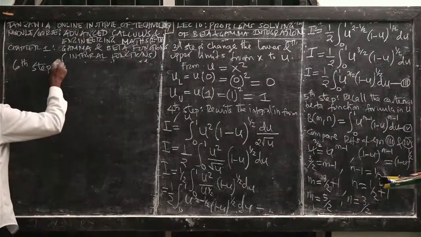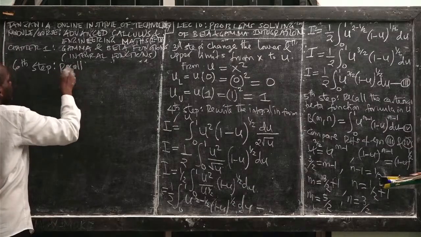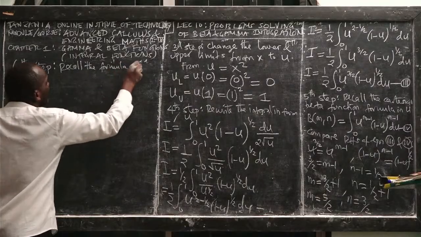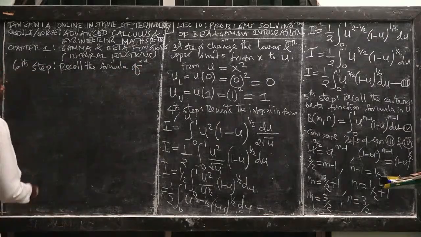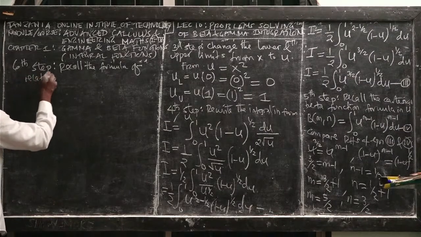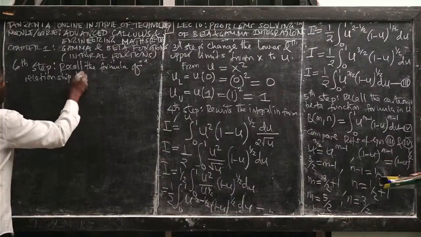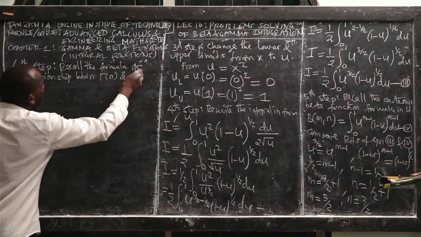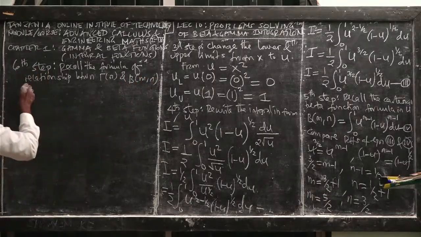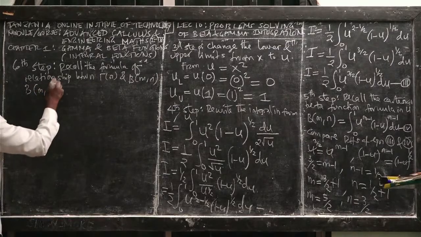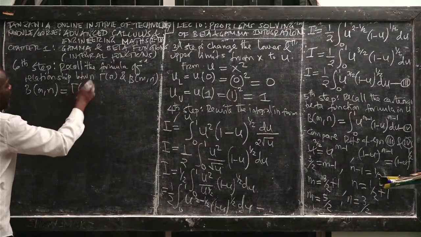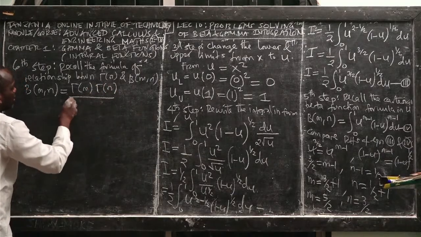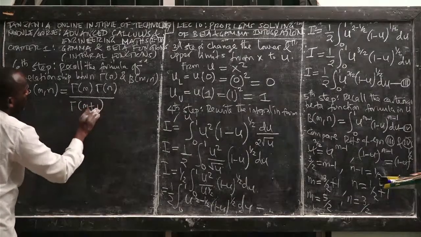We move into the sixth step. We say that recall the formula of the relationship between the gamma function and the beta function, since we have the values of m and n. What is that formula? Beta of m comma n is equal to gamma of m multiplied by gamma of n over gamma of m plus n.